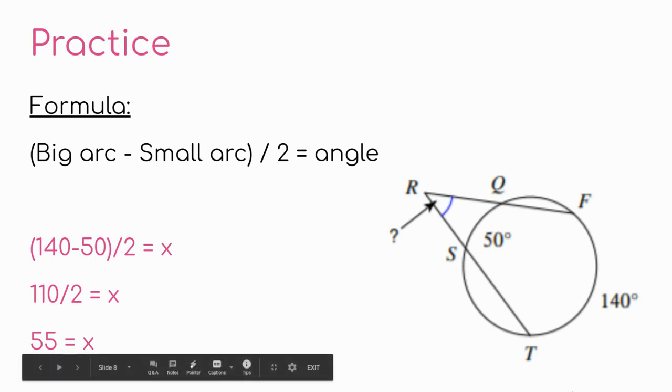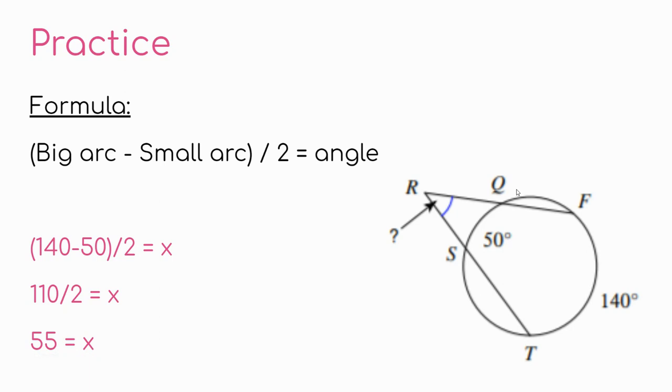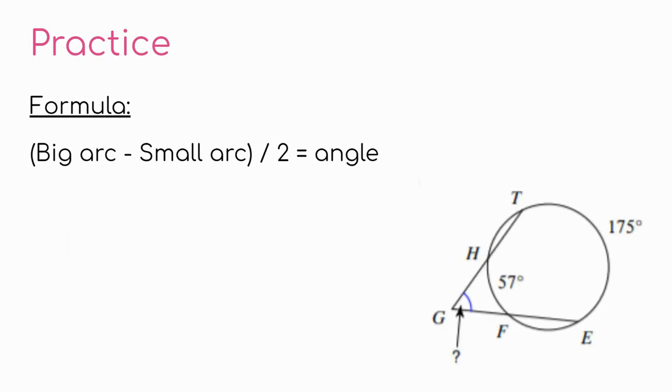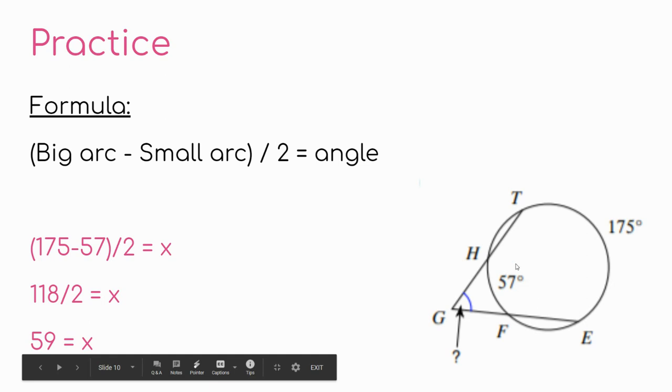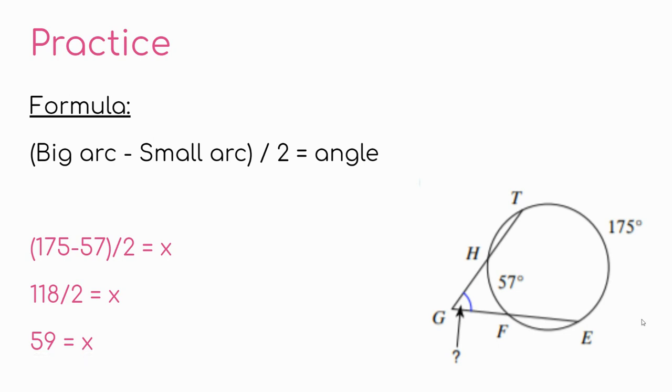So what you should have done was big arc minus small arc, so 140 minus 50 divided by 2. So 140 minus 50 is 110, divided by 2, you get 55. So angle R is 55 degrees. So here's another one. Take a second, pause the video, try to solve for angle G. So you should have done big arc minus small arc divided by 2. 175 minus 57, you get 118. Divided by 2 is 59. So angle G is 59 degrees.